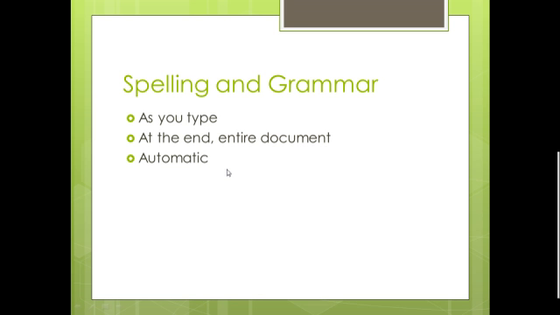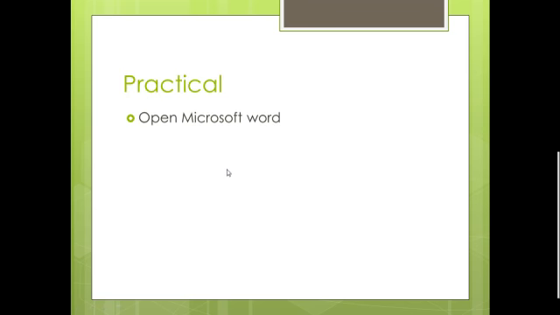And then it can also happen at the end of the document where you literally have to go and click check spelling and grammar for the whole document. And there's automatic, where for simple words it automatically corrects them for you because it knows what you're trying to say. This will make more sense as we get into the practical. Now let's go to the practical.